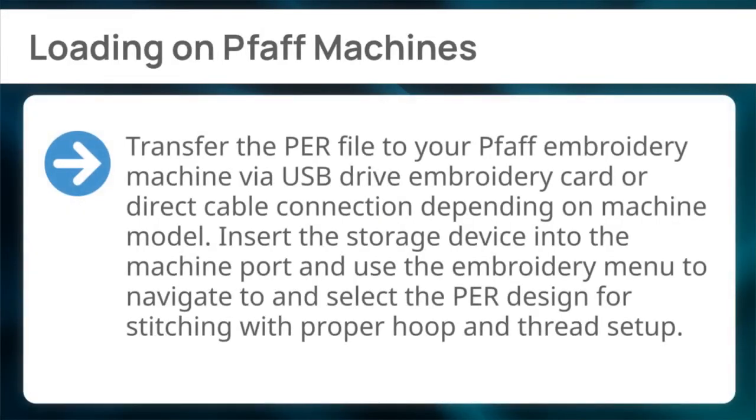Transfer the PER file to your Pfaff embroidery machine via USB drive, embroidery card, or direct cable connection, depending on machine model. Insert the storage device into the machine port and use the embroidery menu to navigate to and select the PER design for stitching with proper hoop and thread setup.